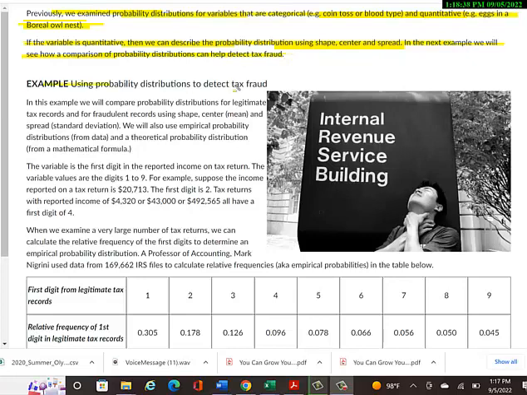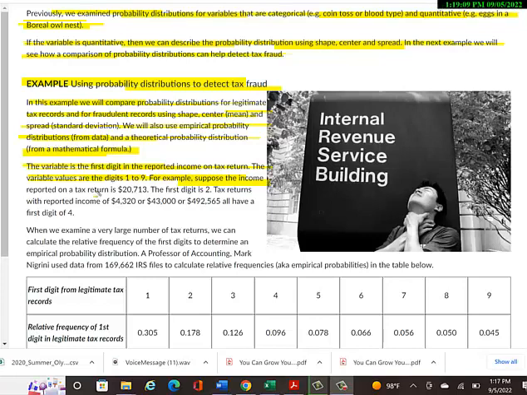Now here's our example. In this example, we will compare probability distributions for legitimate tax records and for fraudulent records using shape, center, which is mean, and spread, which we'll use standard deviation to calculate. We will also use empirical probability distributions from data and a theoretical probability distribution from a mathematical formula. The variable is the first digit in the reported income on tax returns. The variable values are the digits 1 to 9.